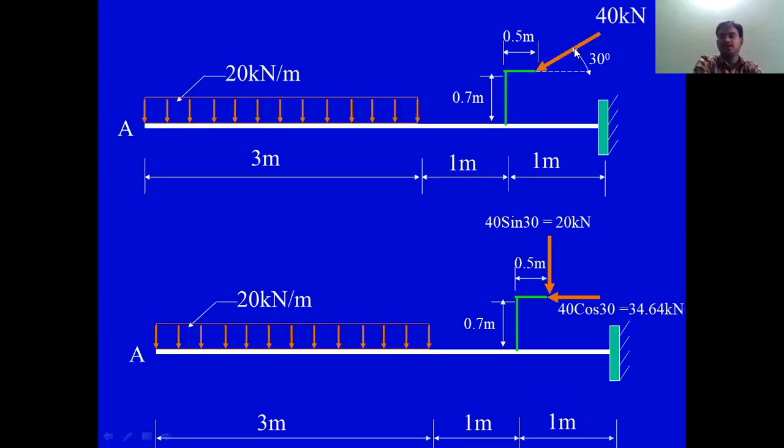So first we resolved this force. My intention is only regarding this force. We resolved it into 40 kilonewton cos theta, and in the downward direction 40 kilonewton sine 30. So we need to take the values 40 cos 30 and 40 sine 30, and this is acting here. Same, introduce a couple over this point.